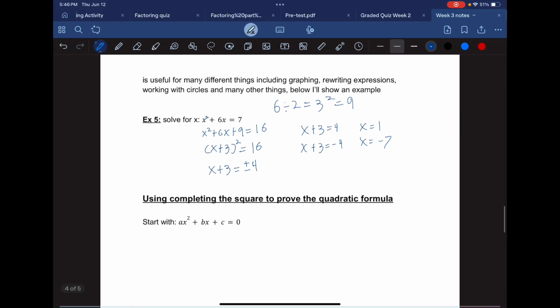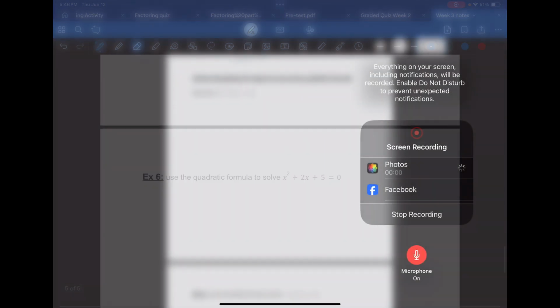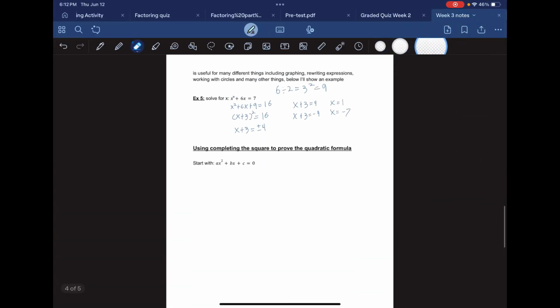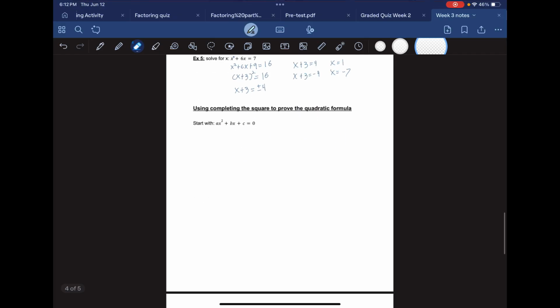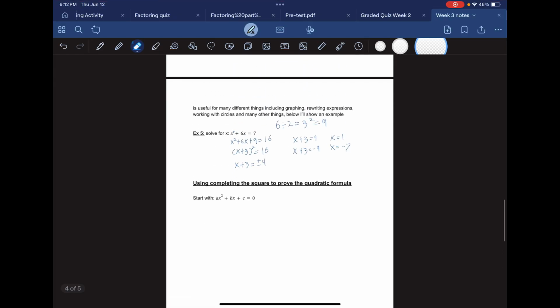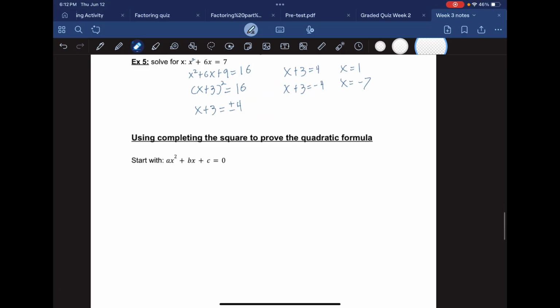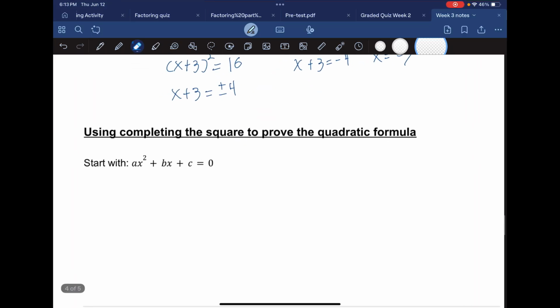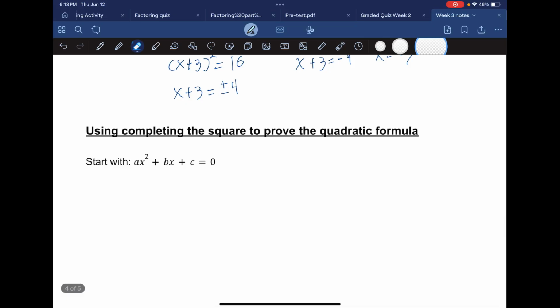So now we're getting to one of the super important parts. All right, sorry about that. The video just cut out for a second. But we're getting back and we are proving the quadratic formula by completing the square. So this sounds super complicated and super difficult. It's not, I promise. We're just doing exactly what we were doing before.